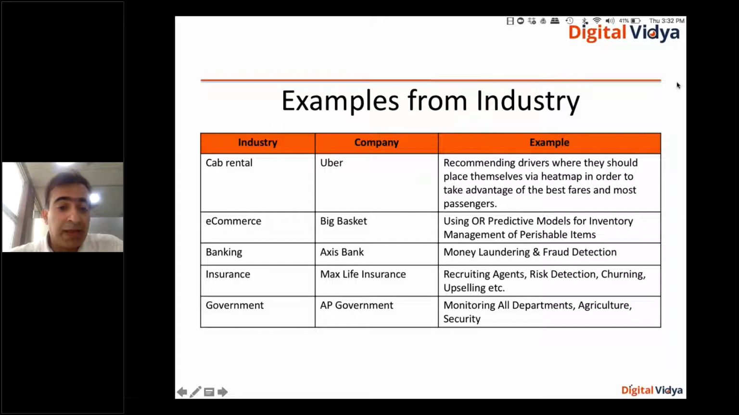In the banking space, one of the leading works happening in this area is by Axis Bank. They've been doing a lot of work around identifying money laundering cases, the fraud detection cases. Even in the insurance sector, one use case is fraud detection and credit rating. That's the basic use case of any company in the insurance sector. But apart from that, objectives like recruiting agents, who is going to perform better or who is not, and risk detection for every case, are all happening through machine learning.